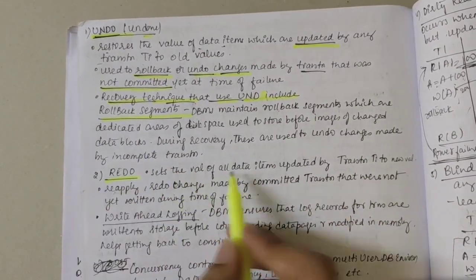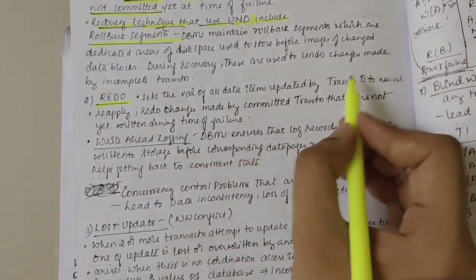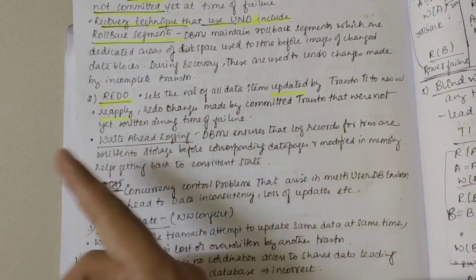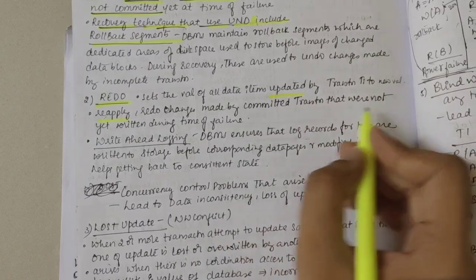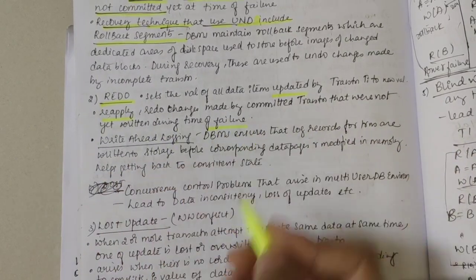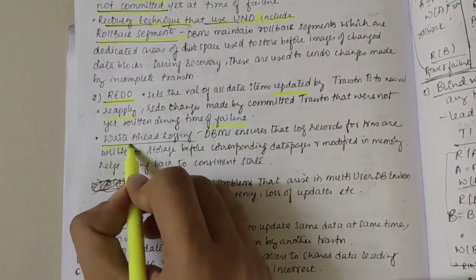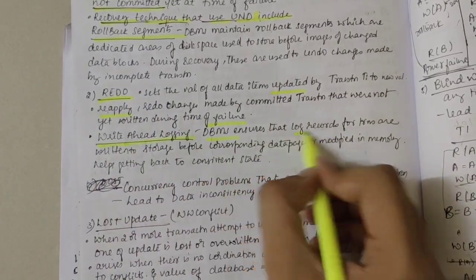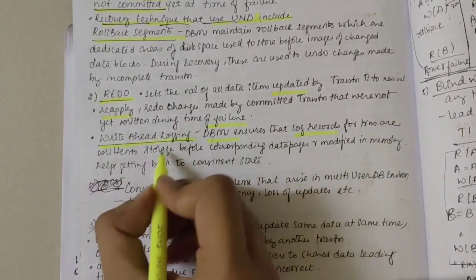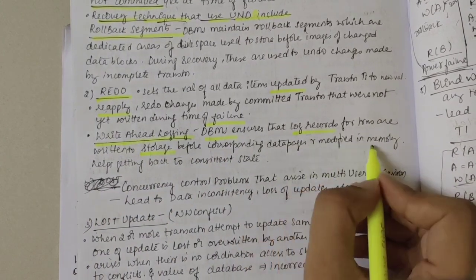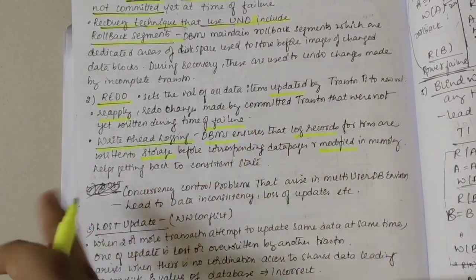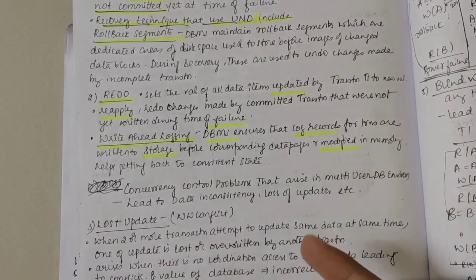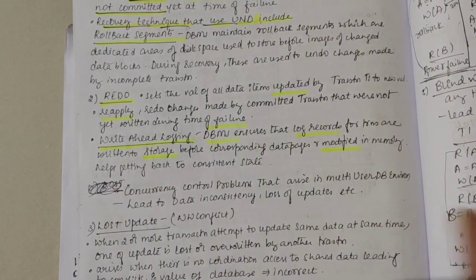Then we have redo. It sets the values of data items updated by transaction Ti to the new value. So it reapplies the changes made by the committed transactions that were not yet written at the time of failure. A recovery technique that uses redo is write-ahead logging. In this, the DBMS ensures that log records from transactions are written to storage before the corresponding data pages are modified. So it is written before the modification is made. This helps in getting back to a consistent state in case of any failures.